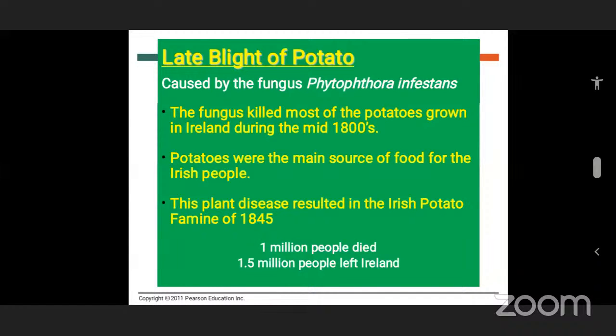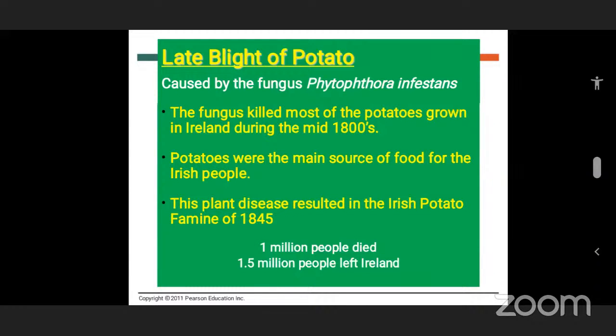If it occurs at some level, it is not a problem. But whenever it occurs in epidemic form, and here you should remember, epidemic form means within a short period it causes more yield losses over a large area. So you should remember that. It is also one of the important diseases in the history of plant pathology.